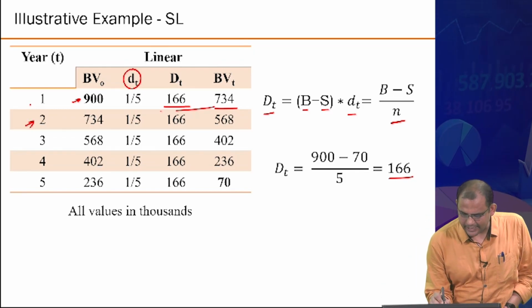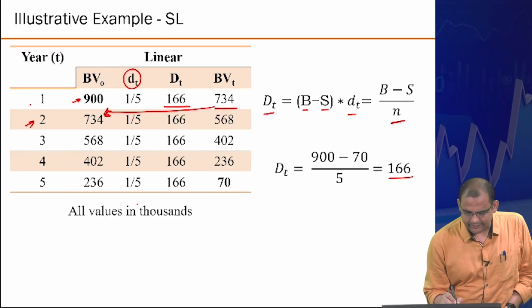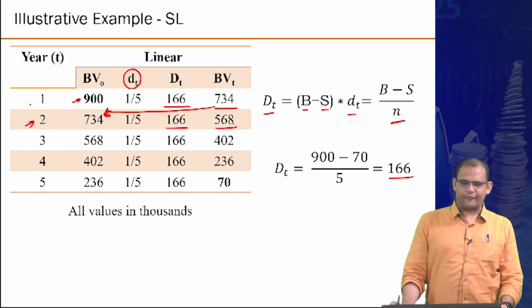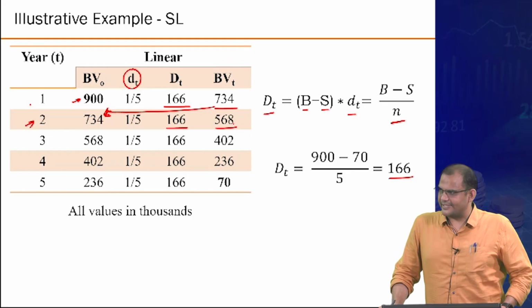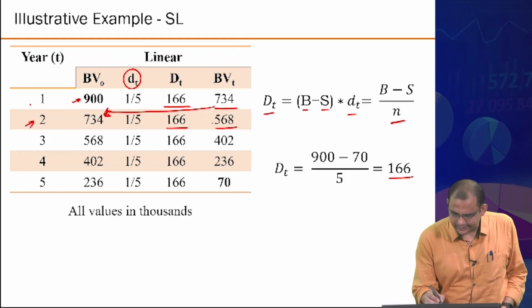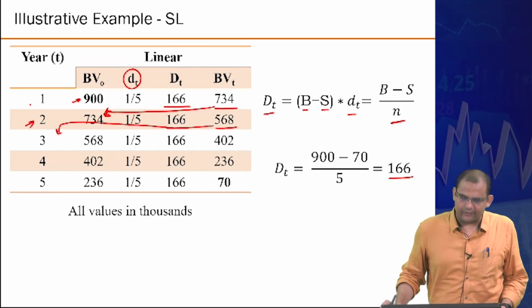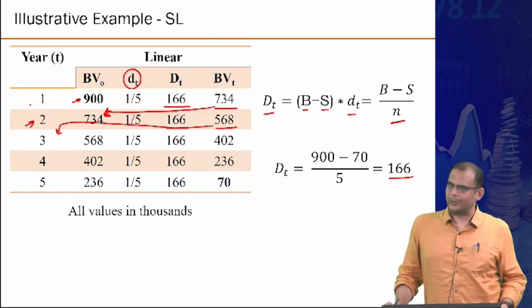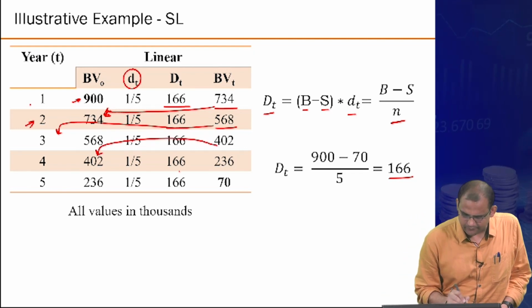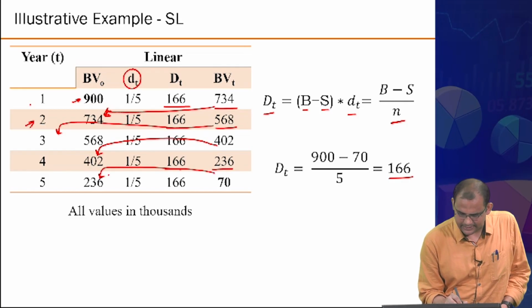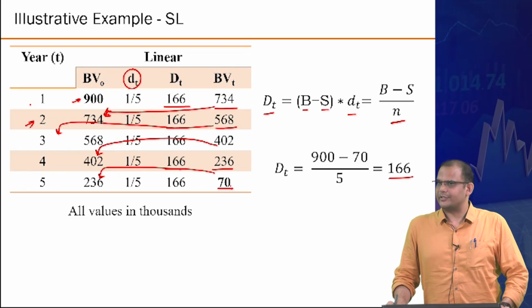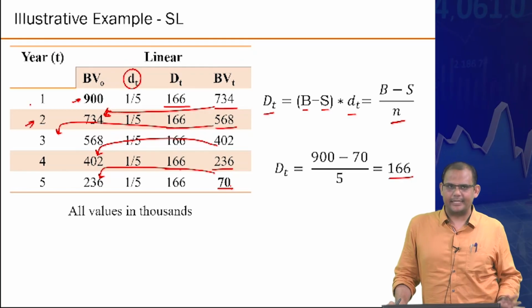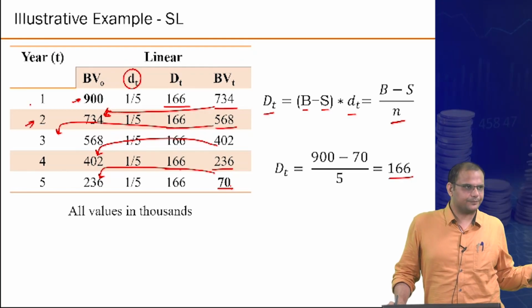Year 2, you take this value here, 734, again 166 depreciation, the value becomes 734 minus 166, 568, right? That becomes the book value at the beginning of year 3, 568, 166 is the depreciation amount, 402, that 402 carries forward, 236 carries forward, finally you reach the salvage value that you had originally anticipated. Make sense? This calculation is easy. Anyone having doubts here?